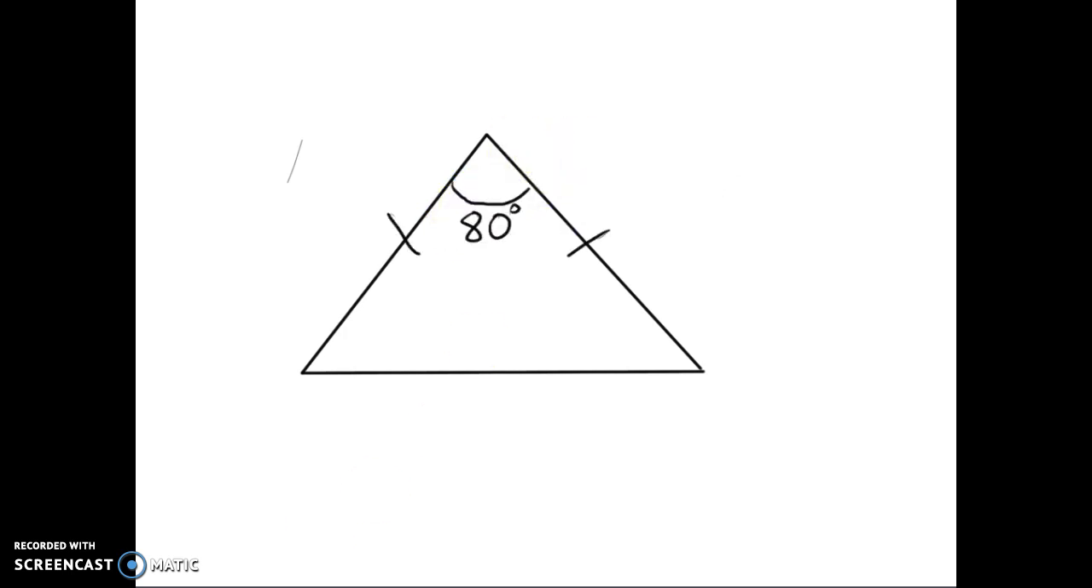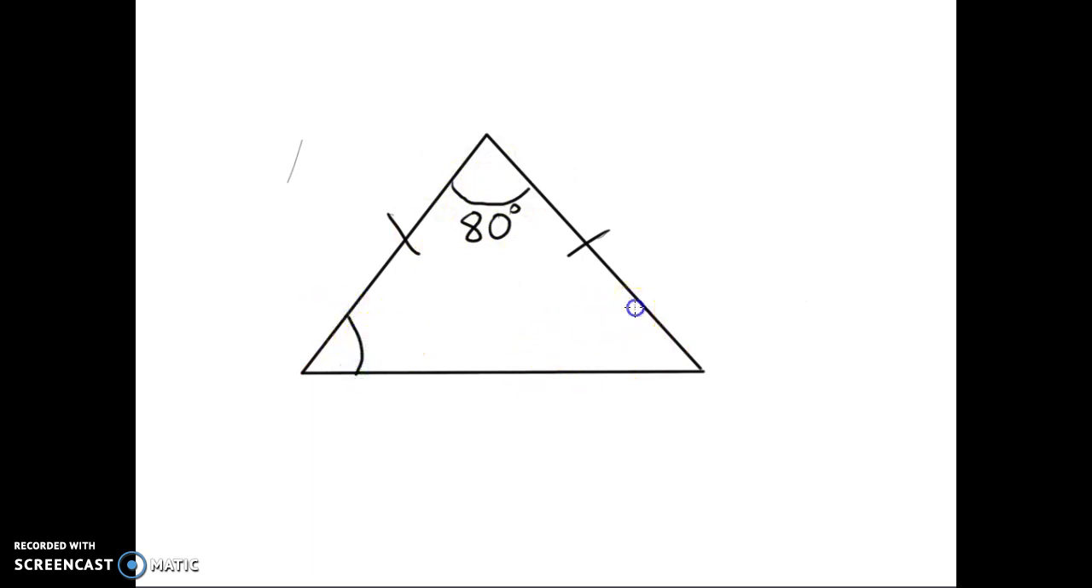So in this example, we've still got an isosceles triangle. Again, we can see that this side and this side are equal. So we know that this angle and this angle are going to be equal, but this time we've been given the other third angle. If this one is 80 degrees, then these two down here will have to add up to 100, because 100 plus 80 is 180.